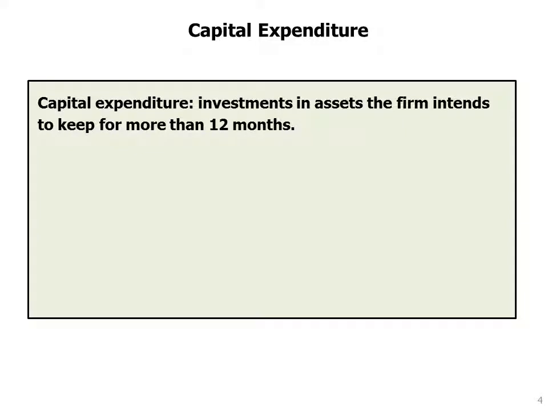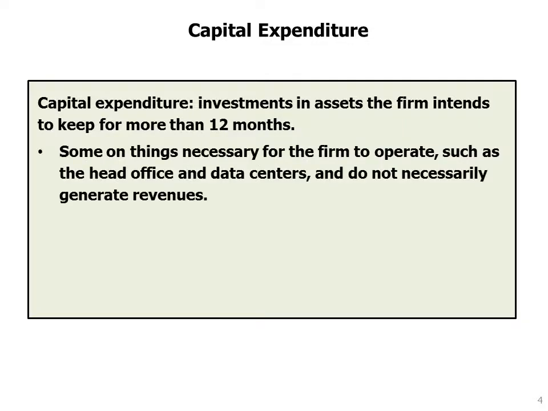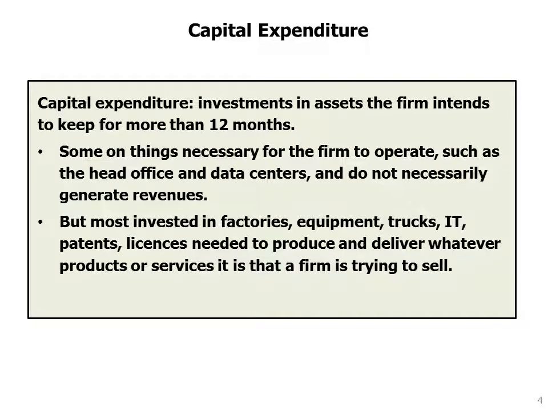In a more formal sense, we can define capital expenditure as investments made in assets the firm intends to keep for more than 12 months. In other words, non-current assets. And these may include some things that are necessary for the firm to operate, such as the head office and data centers. And these sorts of assets do not necessarily generate revenues. But most of these investments are in productive facilities, in factories, equipment, trucks, IT, patents, licenses. All of these are assets that are needed to produce and deliver whatever products or services it is that a firm is trying to sell.